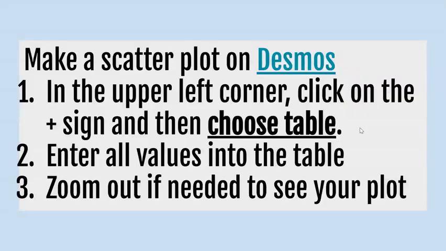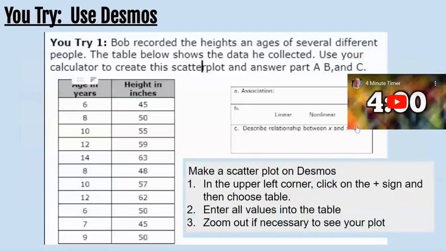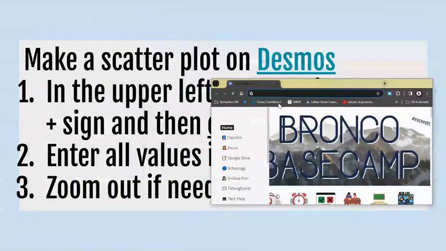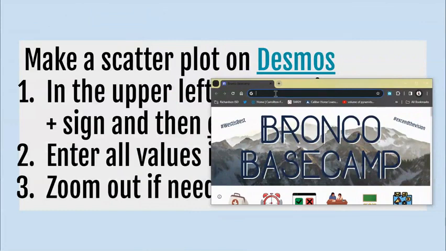All right. Now what you guys are going to do is you're going to be doing Desmos. So you're going to make a scatter plot on Desmos. In the upper left corner, you're going to click on the plus sign and choose a table. Enter all the values into the table. Zoom out if needed to see your plot. So you can play with Desmos and you can do this one on Desmos. Okay, so what would it look like? Okay, so we're going to go these directions and I'm going to pull up Desmos and I'm going to follow them with you so you understand what I'm talking about.